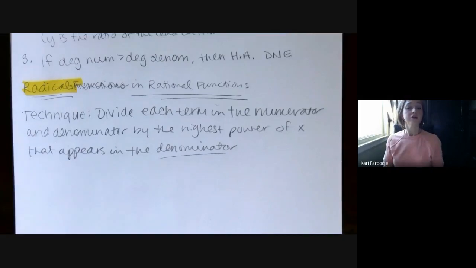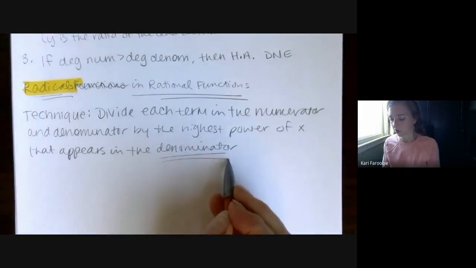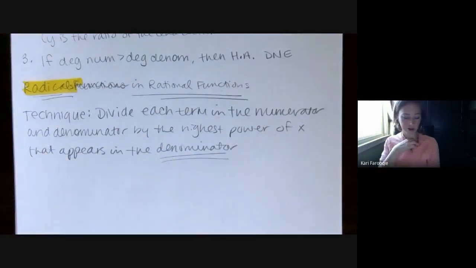So we're going to divide each term in the numerator and denominator, because remember, whatever we divide the numerator by, we must also divide the denominator by. We're going to divide by the highest power of x that appears in the denominator. Make sure that you're focusing on the highest power of x that you're seeing in the denominator.